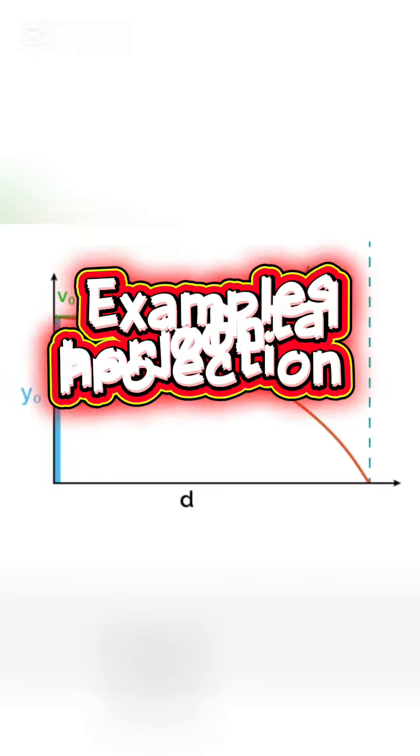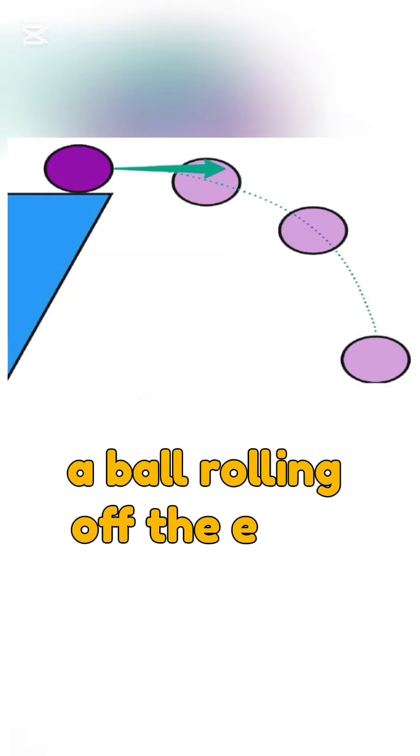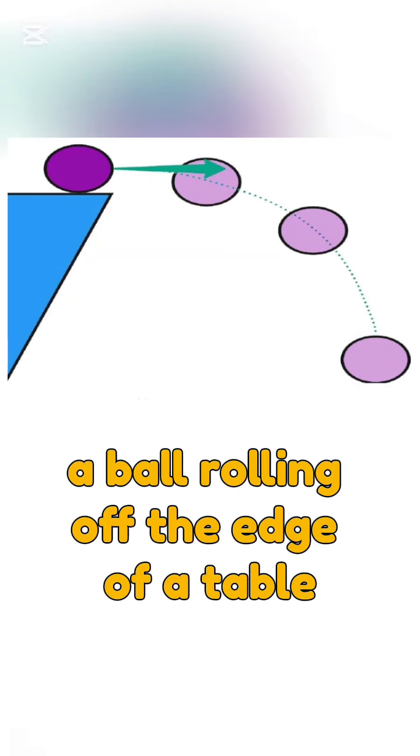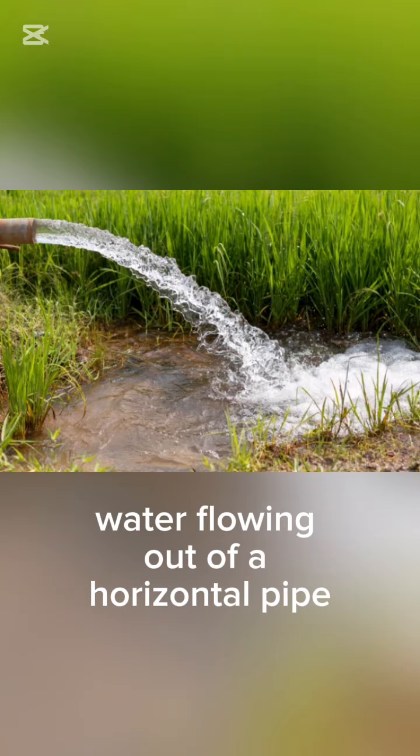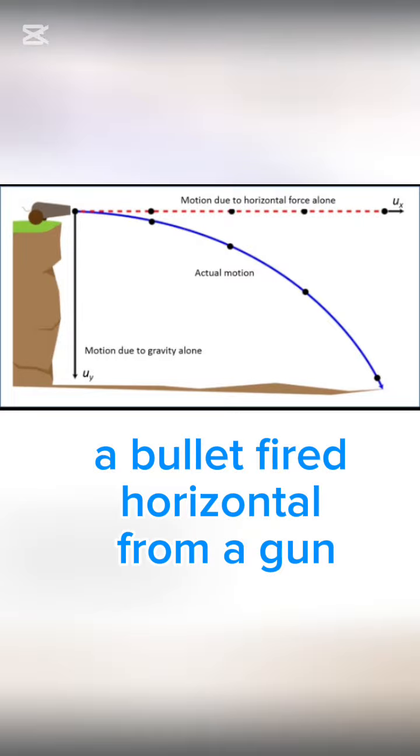Examples of horizontal projection. 1. A ball rolling off the edge of a table. The ball moves forward and falls to the ground following a curve. 2. Water flowing out from a horizontal pipe. The water jets out horizontally and falls downward due to gravity. 3. A bullet fired horizontally from a gun. The bullet moves forward and drops gradually due to gravity.